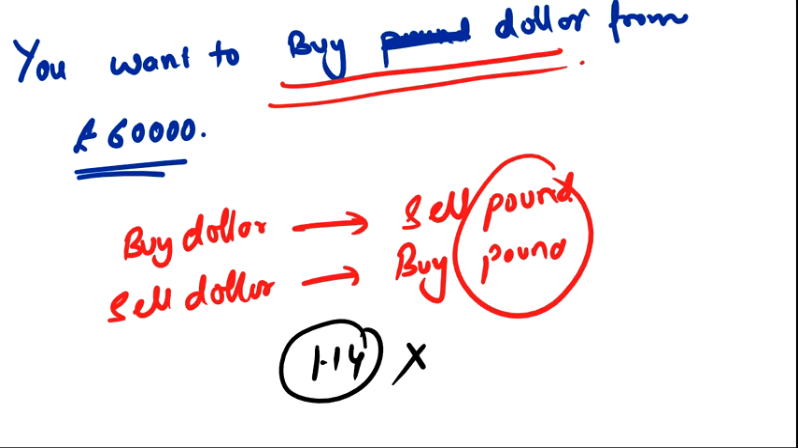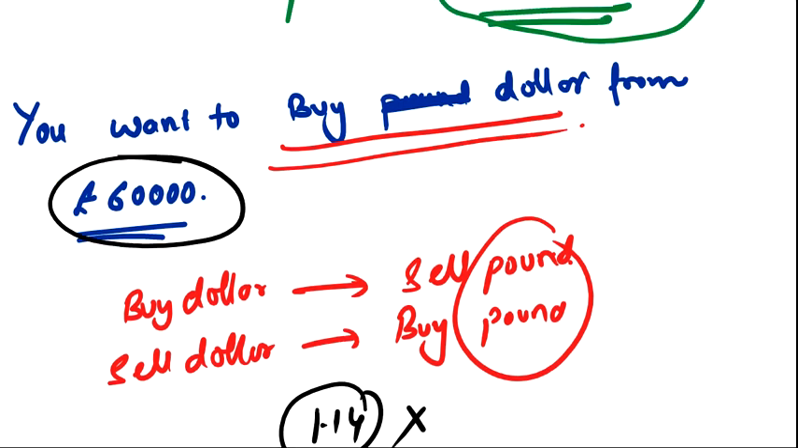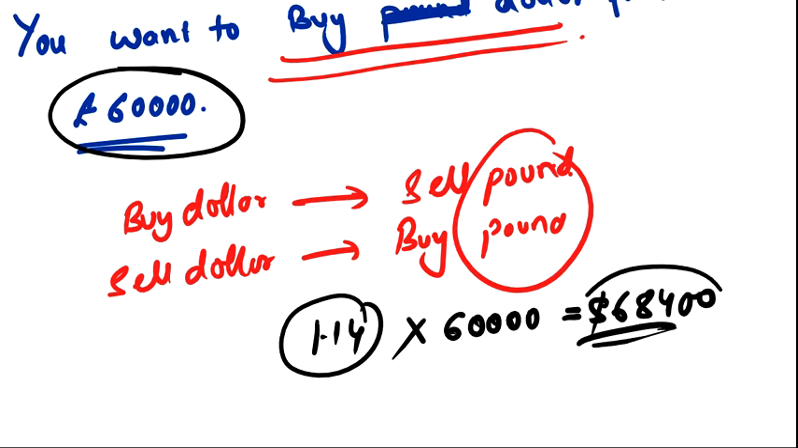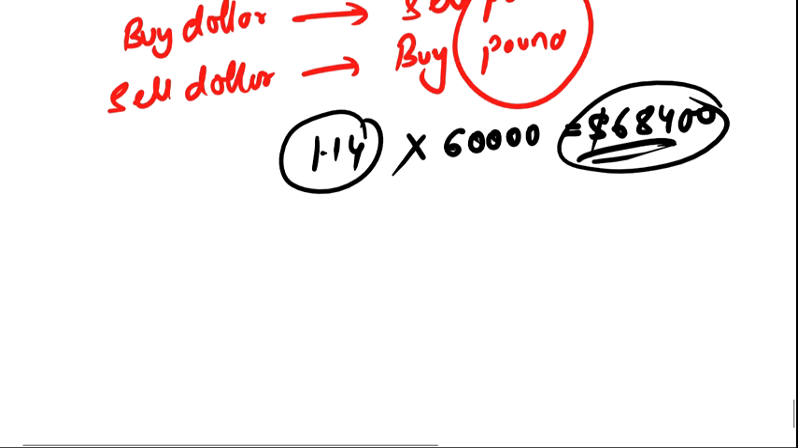Multiply or divide? Multiply. Why? Because the cash which you have is in the base currency. So it is going to be multiplied with 60,000. Tell me, what is the amount? 68400. 68400 is the dollar amount. Trust me, once you have a concept like this, you will never forget it. Clear?